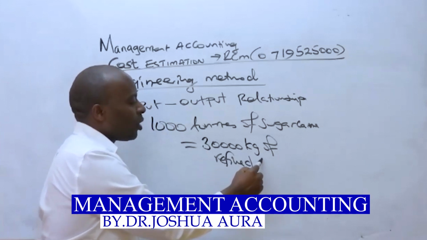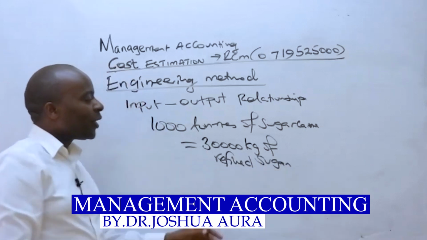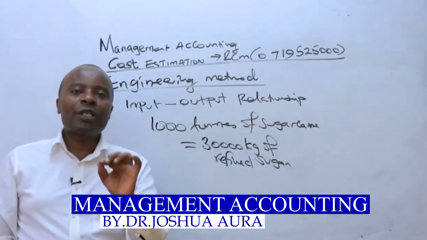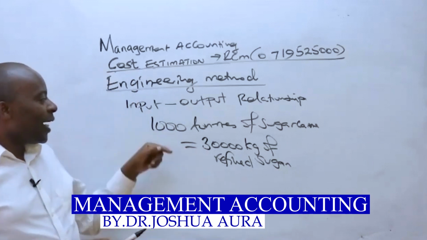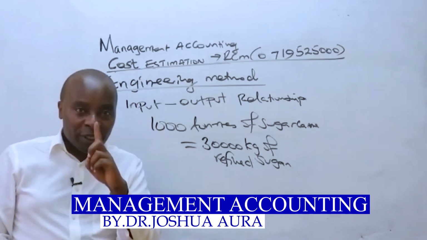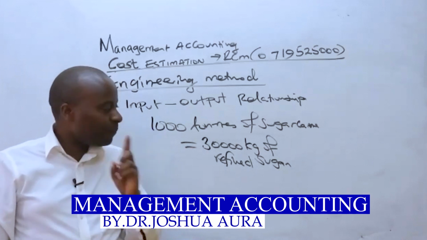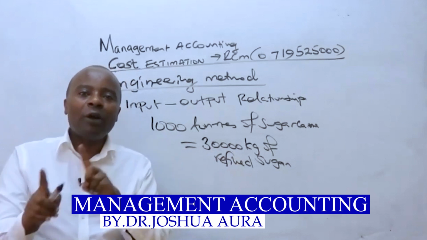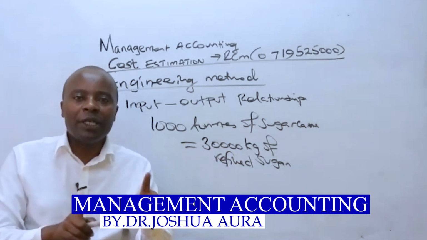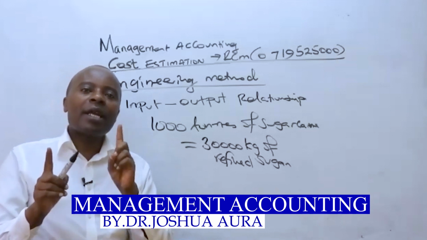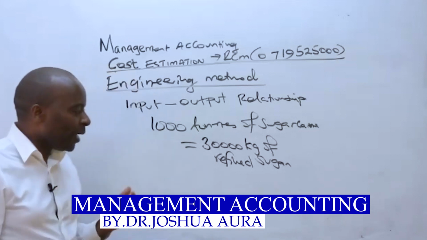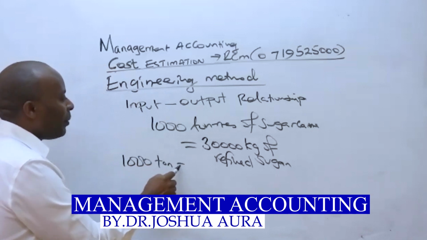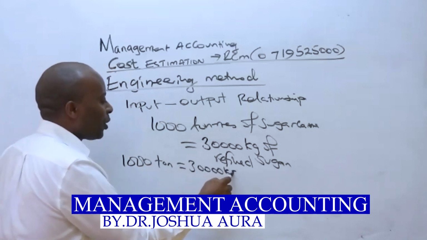30,000 kilograms of refined what here? Sugar. Ladies and gentlemen, this is quite a clearly observable input-output relationship: if we put in 1,000 tons of sugar cane, then we shall produce 30,000 kilograms of refined sugar. Given this input-output relationship that we've been able to establish, we can easily make future cost predictions, ladies and gentlemen. How? I will know that if I put in 1,000 tons, I'm getting 30,000 kgs.